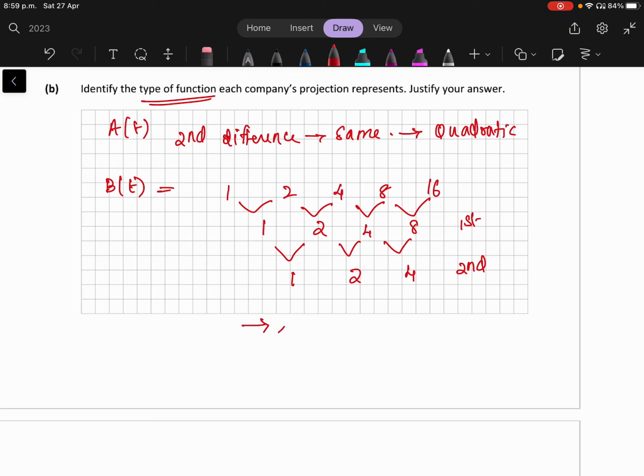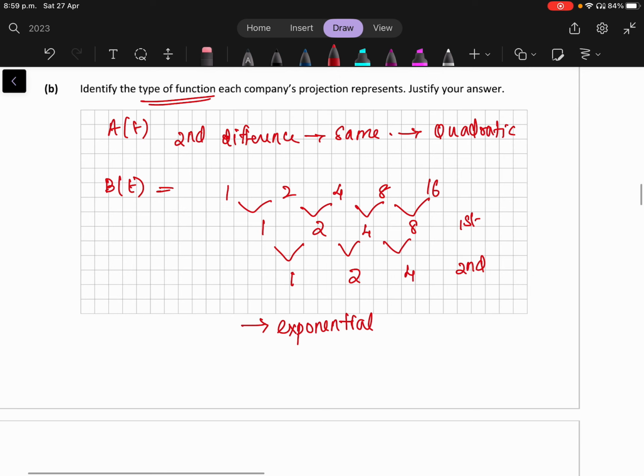So blindly you can say that it is an exponential function, at least for the Junior Cert. Okay, you can say that it is an exponential function because the first difference and the second difference are both not equal. Even if you see the B of t formula, it is 2 to the power of t. So you have t as a power, which means it is an exponential function. We can understand that directly from the formula itself.